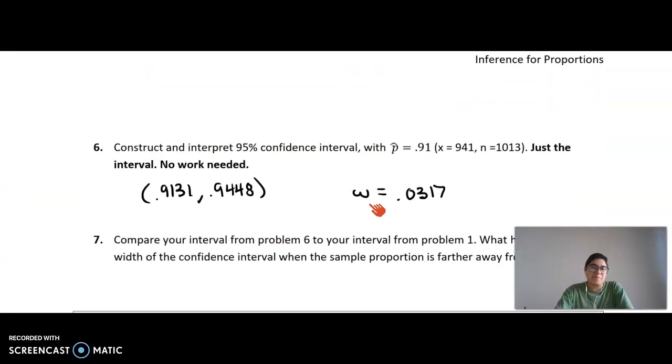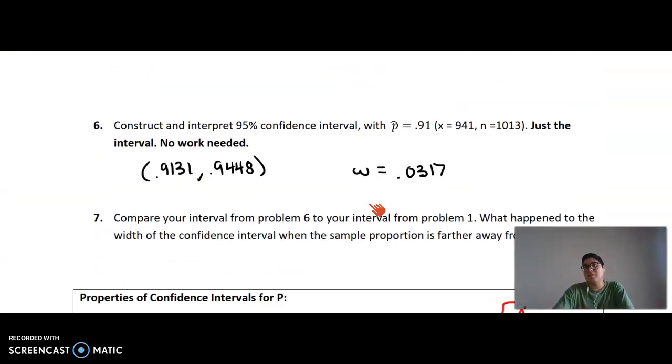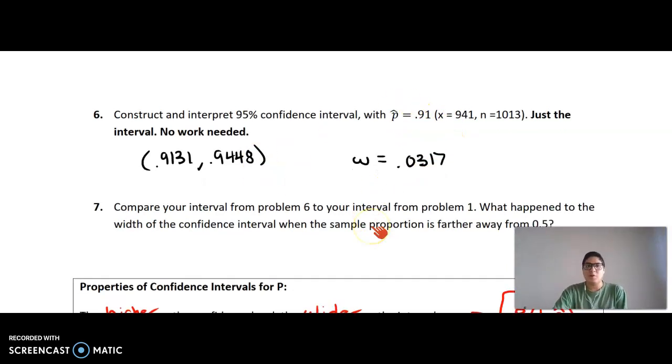So what do you think happens the further we get from 0.5? Because remember, 0.5 is going to be a reasonable estimate, either it does or does not happen. We're 50% confident about what's going to happen there. So if we increase the proportion, it looks like our interval gets smaller.